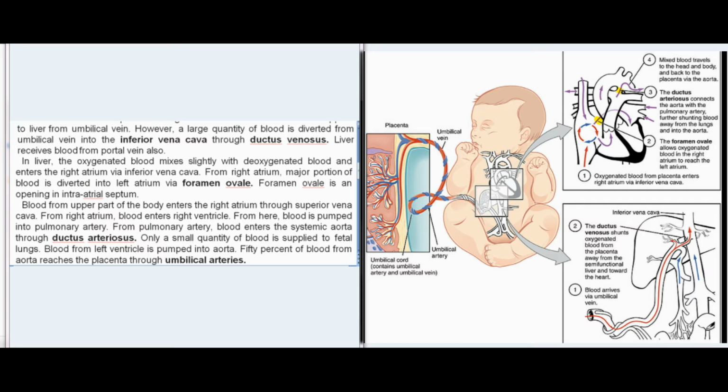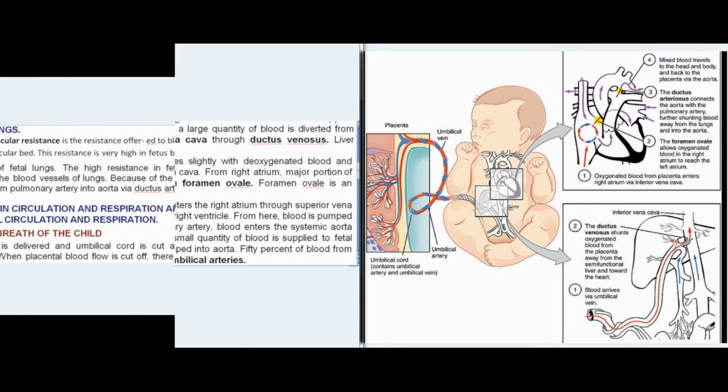Blood from upper part of the body enters the right atrium through superior vena cava. From right atrium, blood enters right ventricle. From here, blood is pumped into pulmonary artery. From pulmonary artery, blood enters the systemic aorta through ductus arteriosus. Only a small quantity of blood is supplied to fetal lungs. Blood from left ventricle is pumped into aorta. 50% of blood from aorta reaches the placenta through umbilical arteries.